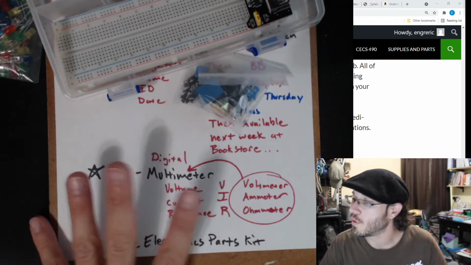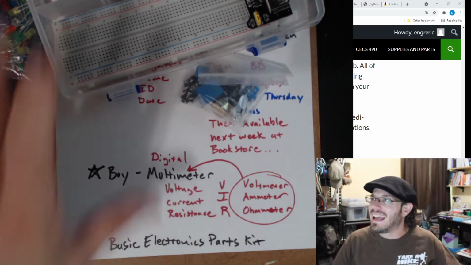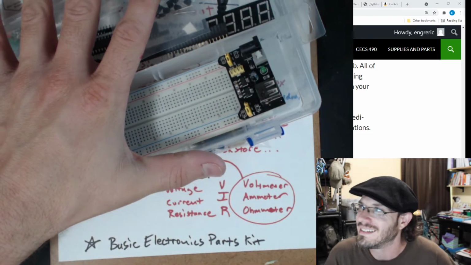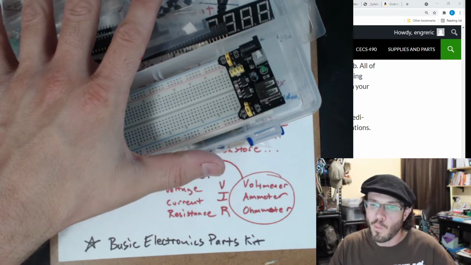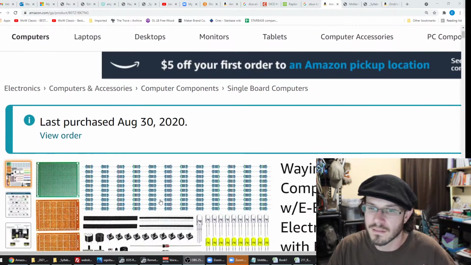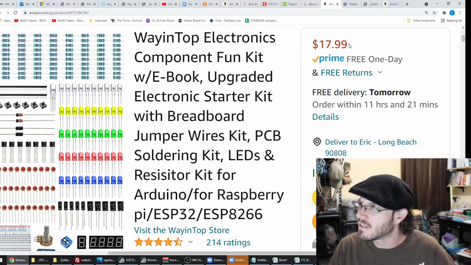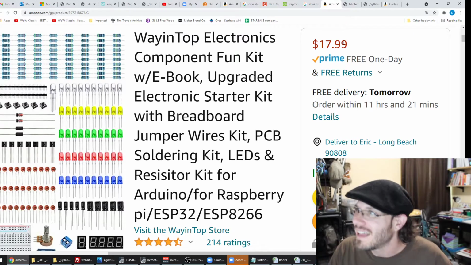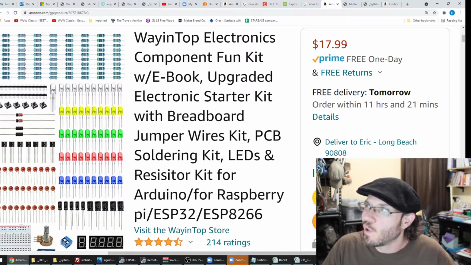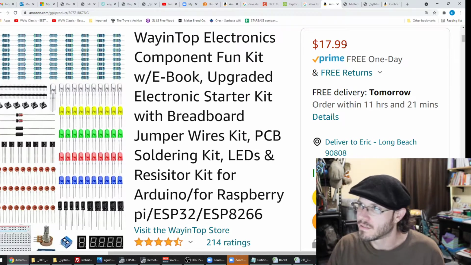Okay, so those are the three things that will get us started. Like I said, it's not the end-all be-all of electronic components, and it's missing some stuff. But you know what? Let me click on this link. For 18 bucks, it's a lot. Okay? A lot of cool stuff in here for 18 bucks. So realistically, we're looking at about $40 of your own expense.